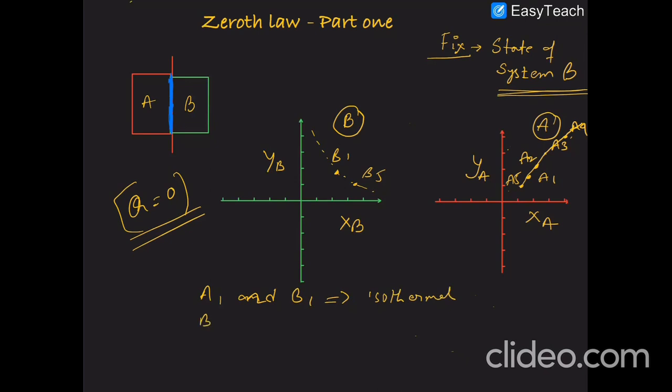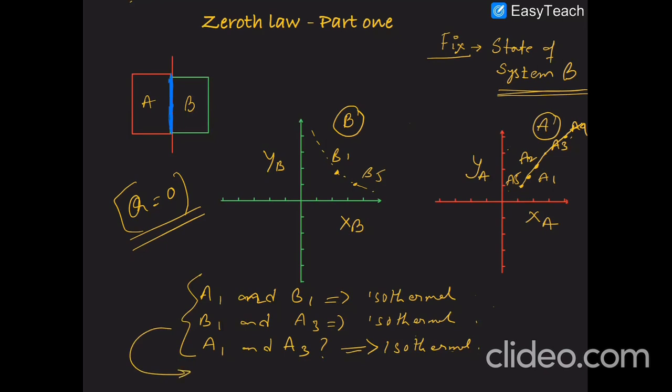Similarly, B1 and A3 are isothermal. But we were interested to know what about A1 and A3. They will also be isothermal. That actually brings us to the second part of the zeroth law, which is what we call the transitive property.